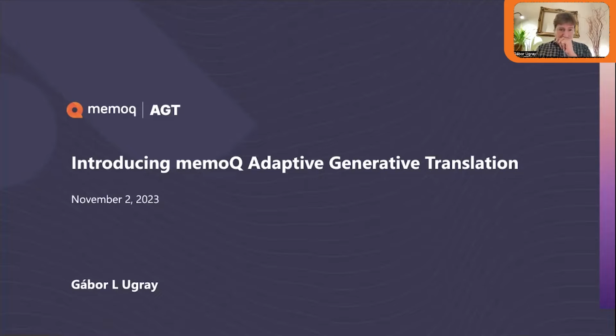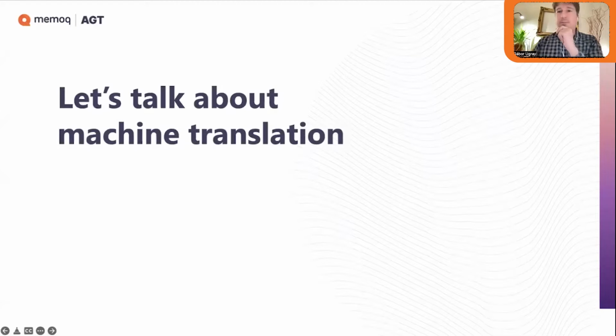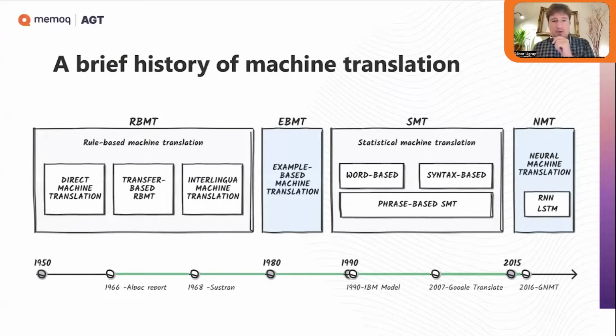So I'm going to start, hopefully if I can advance my slides, by talking a little bit about nothing else but machine translation. Don't worry, I'm not going to give you an extremely deep history lesson here, but let's just take a quick look at how we got to the point where we are right now when we are talking about generative AI and AGT.